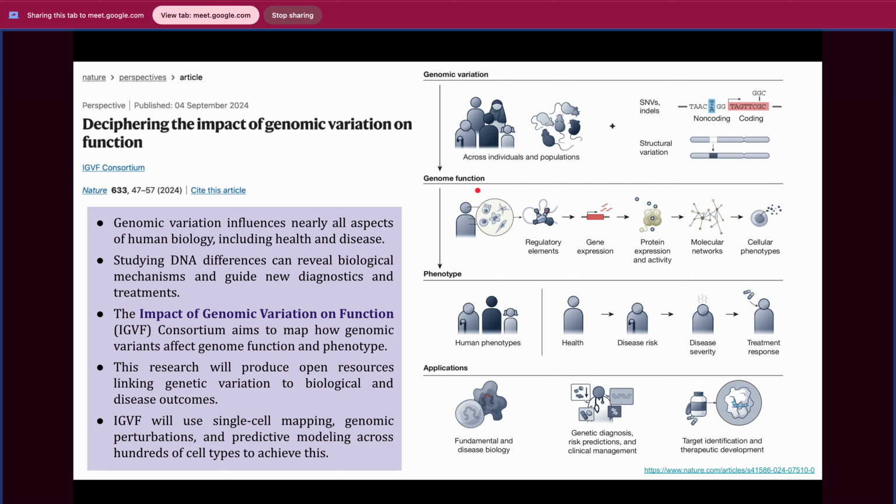Then linking the genome variation to genome function, because we already have the human genome information. In that way, we can link them to the genome functions, and these functions could be the regulatory elements. How those variations are influencing the function, with that we will be able to identify the regulatory elements and how they influence the gene expression. And if gene expression is varied, then how it will influence the protein expression and activity.